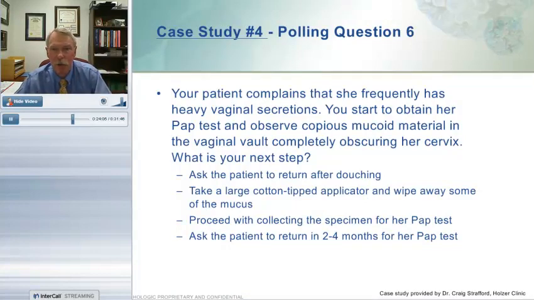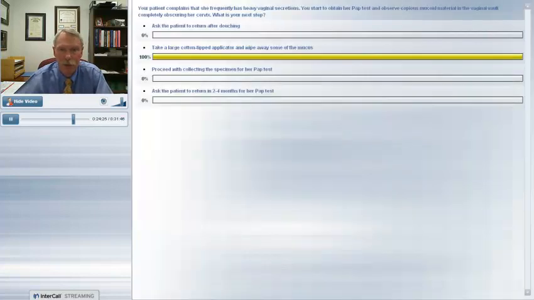Fourth case study, your patient complains that she frequently has heavy vaginal secretions. You start to obtain her Pap test and observe copious mucoid material in the vaginal vault, completely obscuring your view of her cervix. What is your next step? Ask the patient to return after douching. Take a large cotton tip applicator and wipe away some of the mucus. Proceed with collecting the specimen for a Pap test.